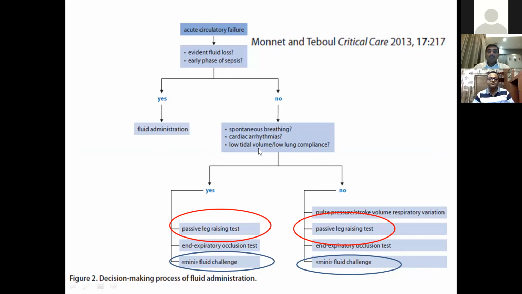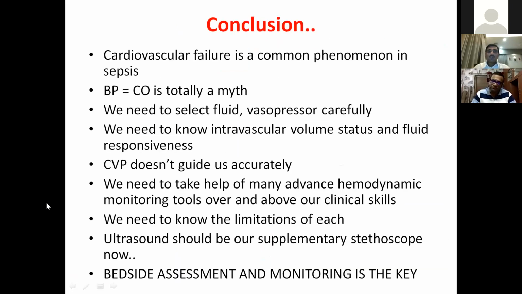But if any of this is there, there is still reasonable predictability with either PLR or an expiratory occlusion test, or maybe a mini fluid challenge, which we may have in a subsequent lecture. So just to conclude, cardiovascular failure is a common phenomenon in sepsis. Blood pressure equal to cardiac output is actually a total myth, I would say.